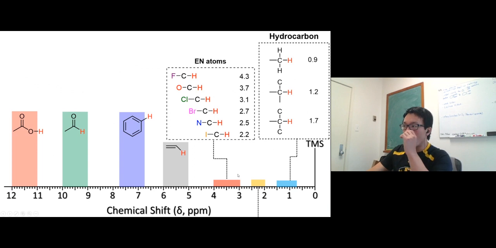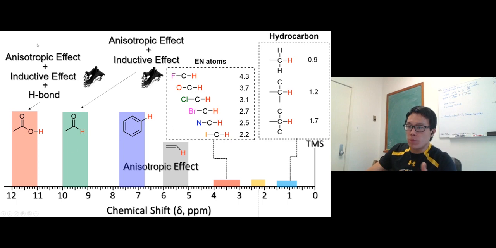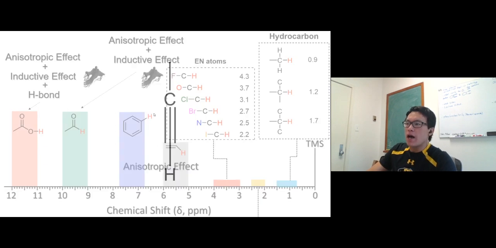So basically, what could deshield a proton? We have electronegativity. We have the anisotropic effect. An aldehyde has multiple effects: the anisotropic effect plus the inductive effect. On a carboxylic acid, we have the anisotropic effect, the inductive effect, and hydrogen bonding. That's why you get this. You see the trend there.